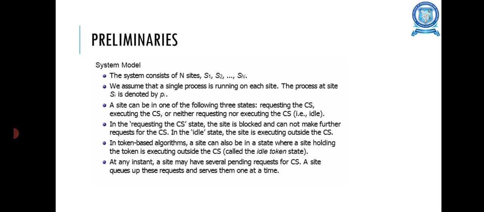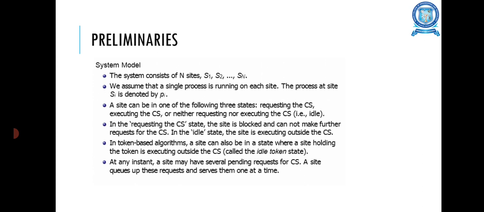Preliminaries. The system model: the system consists of n sites, represented as S1, S2 to Sn. We assume that a single process is running on each site, and the process at site Si is denoted by Pi. A site can be in one of the following three states. First, requesting the CS. Second, executing the CS. Third, neither requesting nor executing the CS.